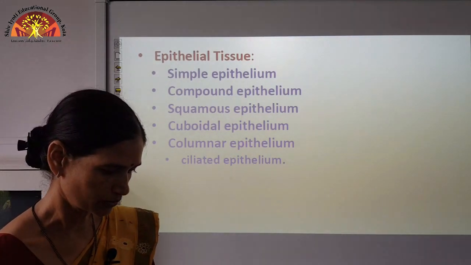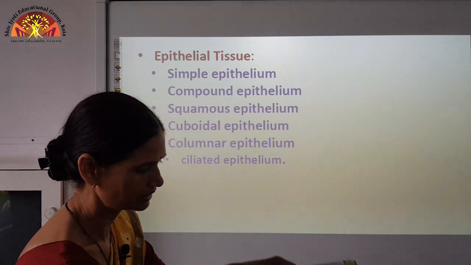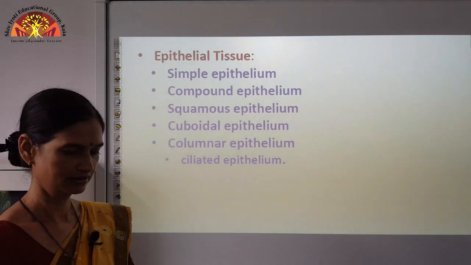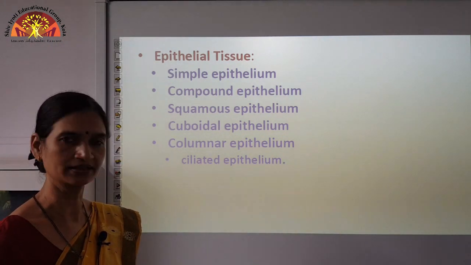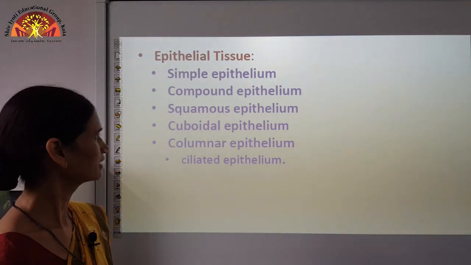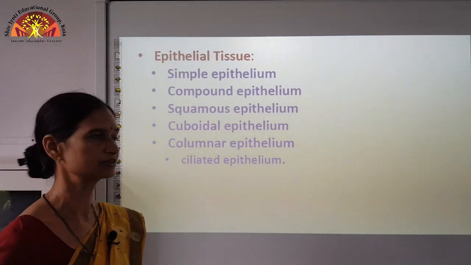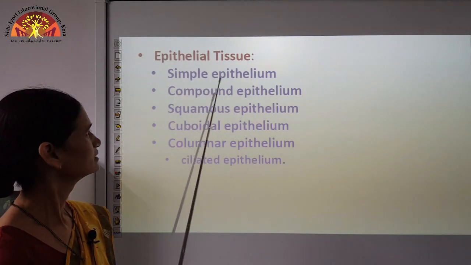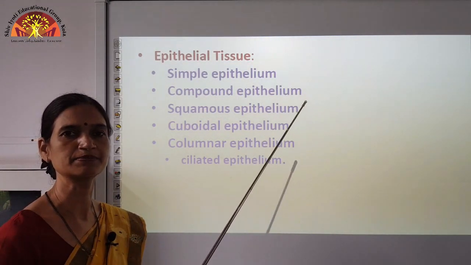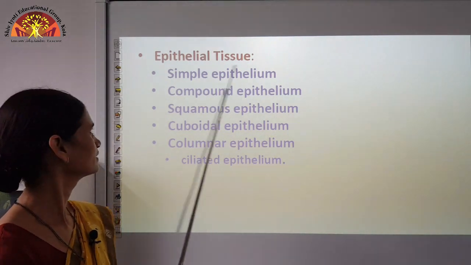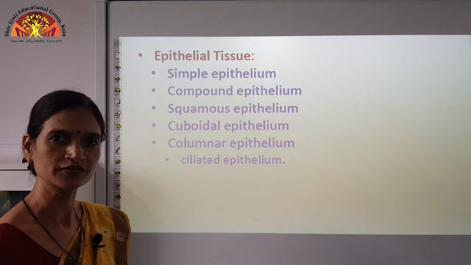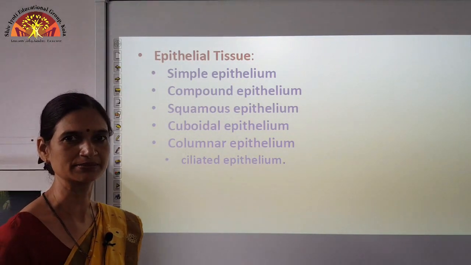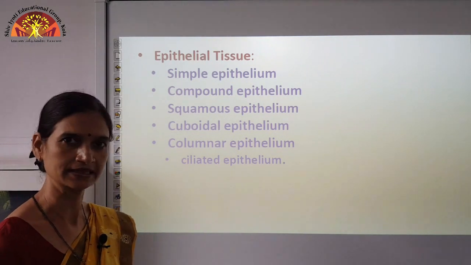You can open your book, page 101. In this you will find the topic epithelial tissue. You can see that there are 2 kinds of epithelial tissues, simple epithelium and compound epithelium. Now, the difference is what? Simple epithelial tissues are made up of only a single layer of cells, whereas compound epithelium are made up of different layers, 3-4 layers may be there, such as in the skin.